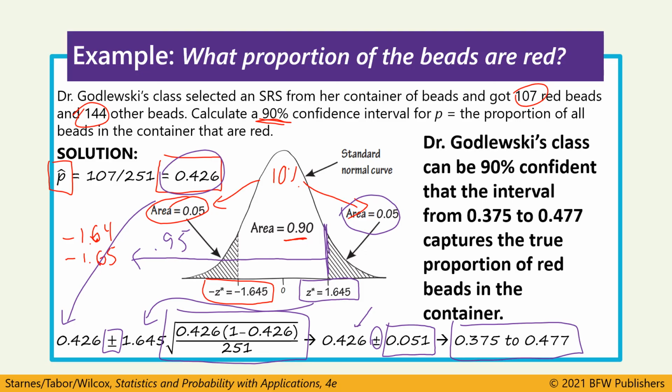Dr. Godlewski's class can be 90% confident that the interval from 0.375 to 0.477 captures the true proportion of red beads in the container.